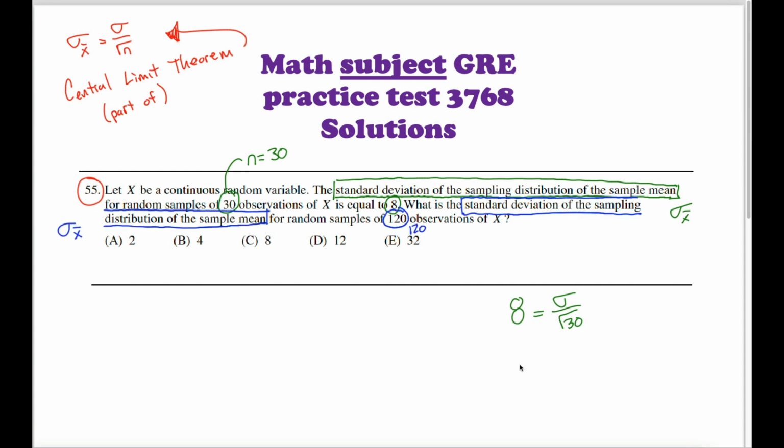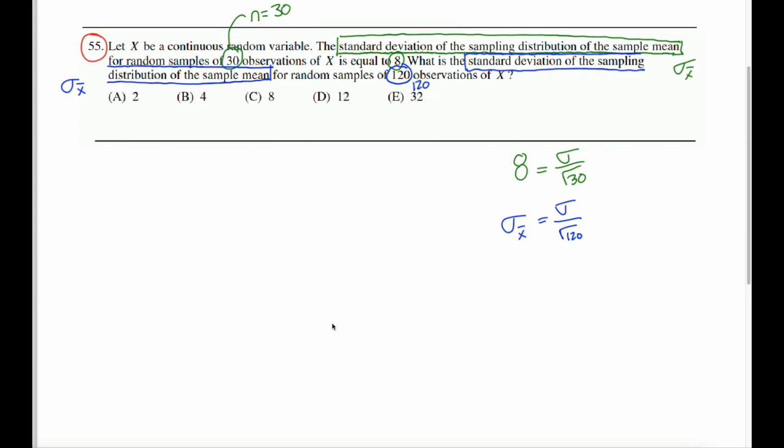So if 8 is equal to sigma over root 30, what would you get if you took sigma and divided it by the square root of 120? Solve this first equation for sigma, plug that in down here, and you're done with the problem. From this first equation, I know that sigma is equal to 8 root 30. Plugging that into my second equation, my answer is 8 root 30 divided by the square root of 120.